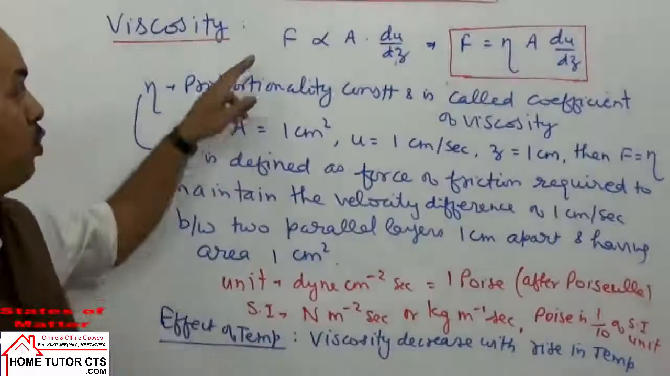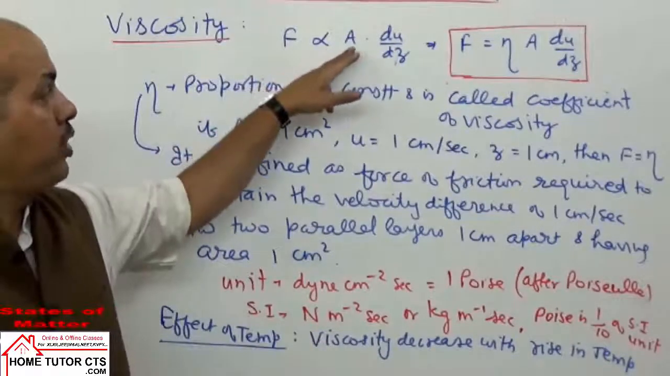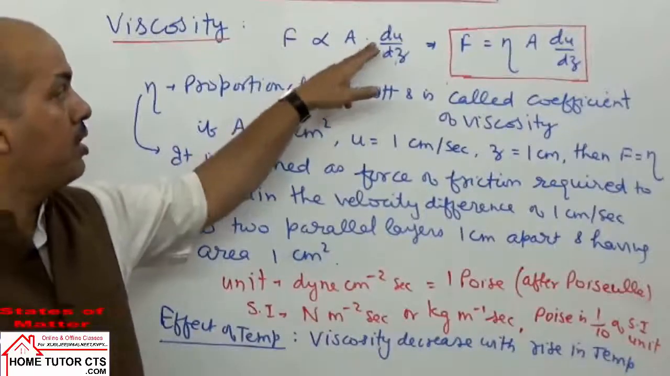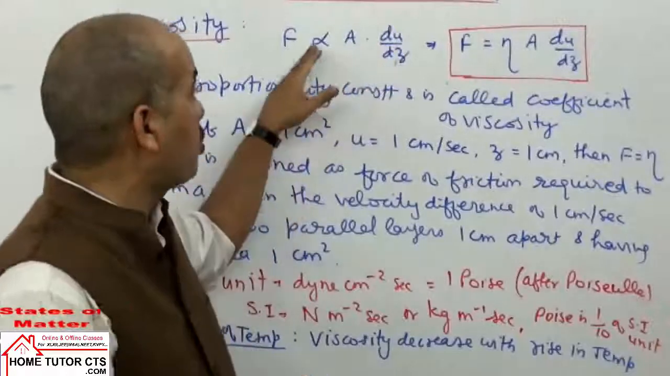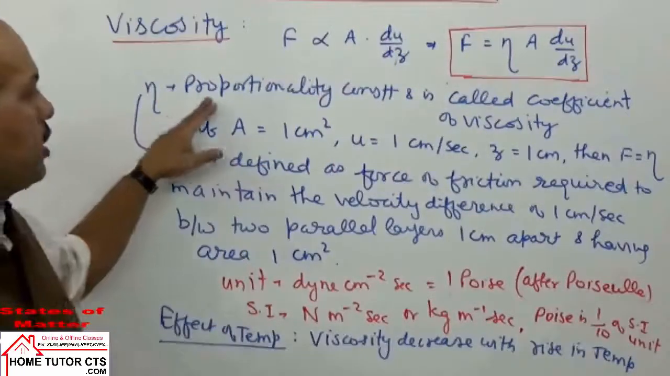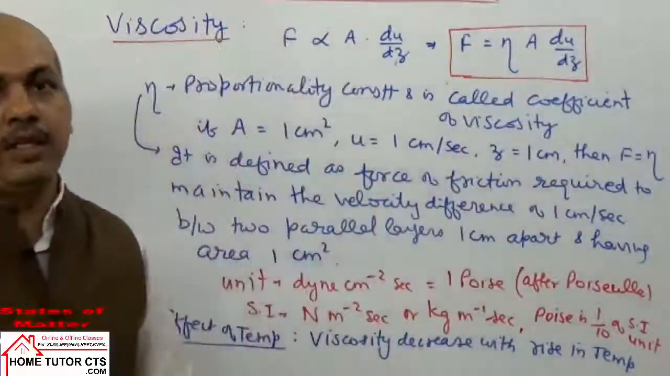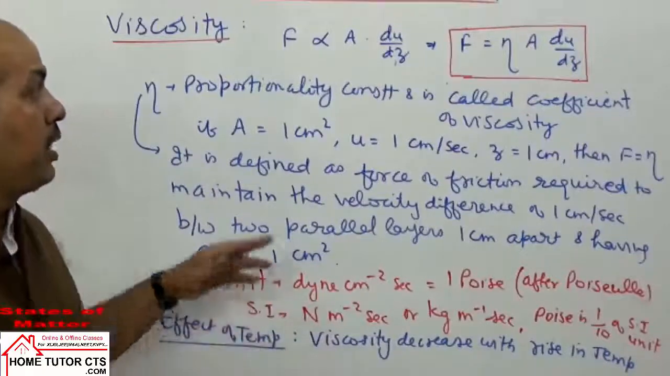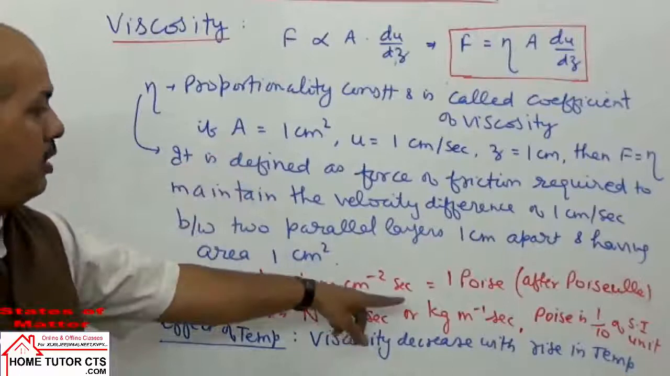Now you can say this force of friction in the layers is directly proportional to the area of contact of layers and the velocity gradient. When we write it combined, we remove the sign of proportionality and put eta as the proportionality constant. It is called the coefficient of viscosity. Now for this, what is the unit? The unit can be taken here as Poiseuille, which is given here.